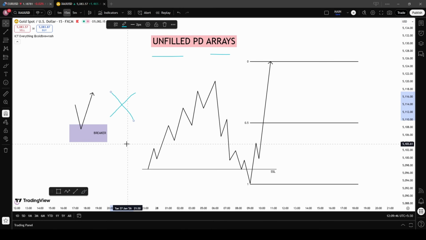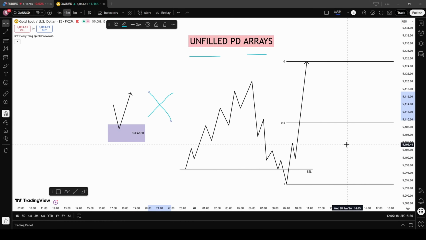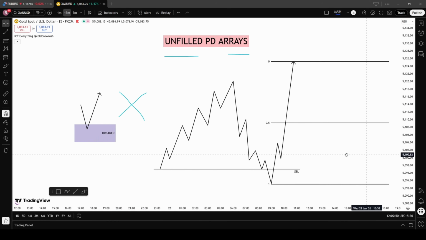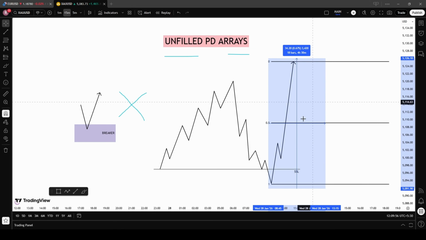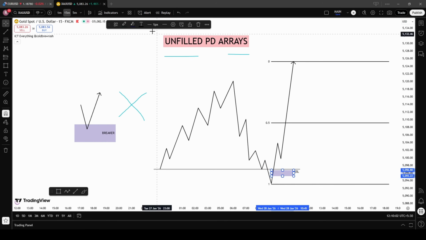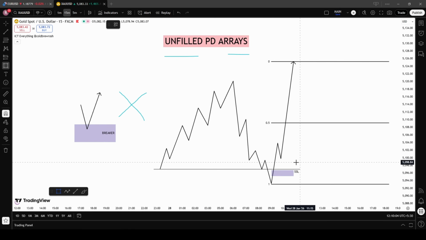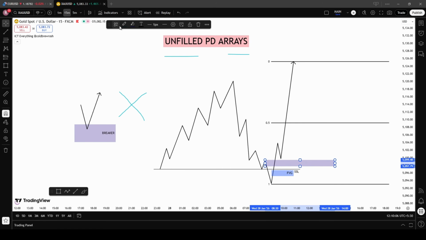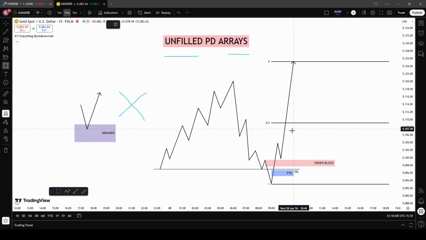Now let's talk about how these unfilled PD arrays actually form. Most of the time, they form at the very beginning of a leg, or you can say at the start of a trend. Sometimes price forms multiple PD arrays close to each other. Price may come back and fill some of them, but it often leaves one or two PD arrays unfilled. Those remaining unfilled PD arrays are the ones we are interested in.